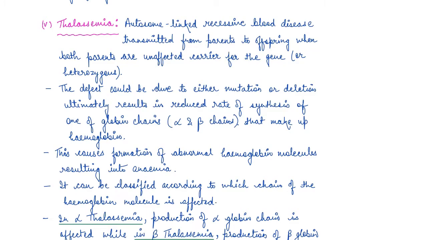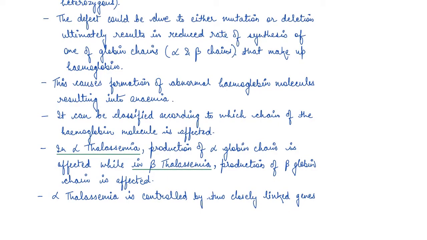So this results in reduced rate of synthesis of what? One of the globin chains. We have alpha and beta chains, right? Which make up the hemoglobin. So now the synthesis rate of this globin chain is reduced. Now this causes formation of abnormal hemoglobin molecules, which results in anemia, right? So this can be classified according to which chain of hemoglobin molecule is affected. If the alpha chain is affected, we call it alpha thalassemia. So here the alpha globin chain is affected. In beta thalassemia, the beta globin chain is affected, right?